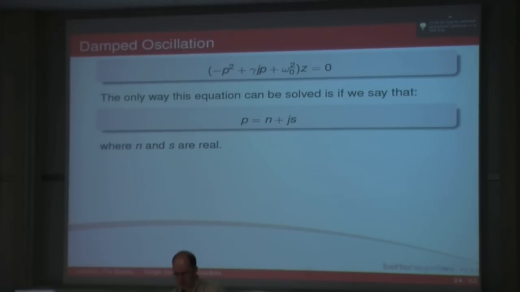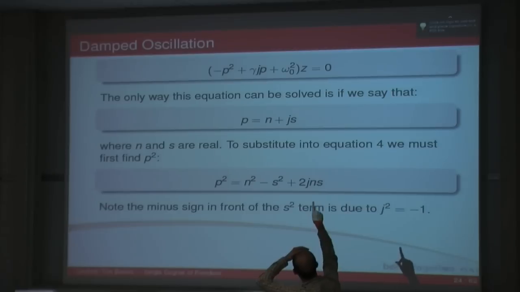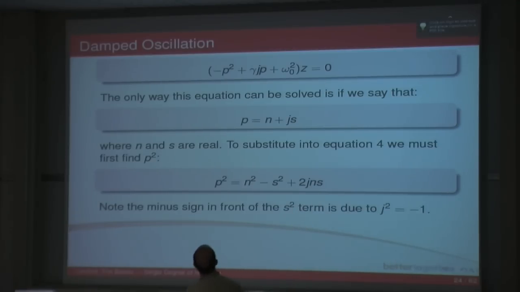What about if we set p to be a complex number? So we're going to say p equals n plus js, where n and s are real. So this time we're definitely saying n and s are real. And so to substitute into that equation, for some reason it's come up with equation 4, let's not worry about it. I need to take that out. We plug those things into that equation, okay?